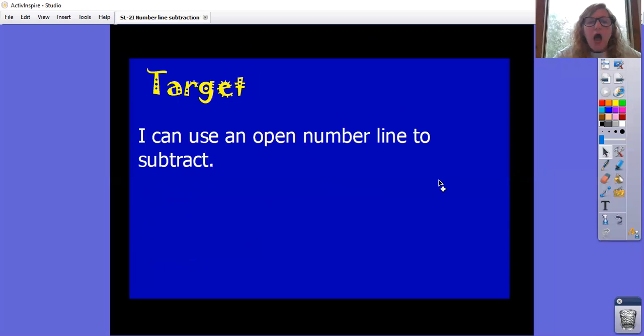The next one. I can use an open number line to subtract. Pretty simple right there. All right, but we're doing it with two-digit numbers. So you are going to need your math journal. Mine's red, yours may be a different color, and you're going to turn to the next clean page right after the math that we did yesterday with the base 10 blocks. And you're going to have word problems again that I want you to write down so that you have them with your work. I'm going to show you how we're going to set it up first.